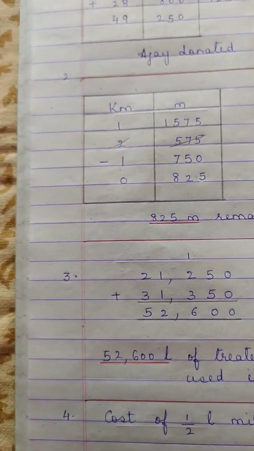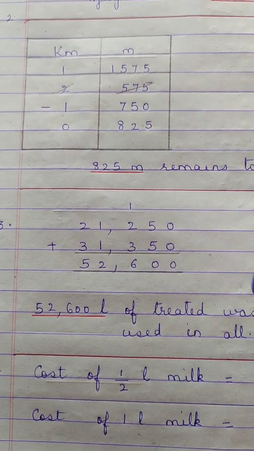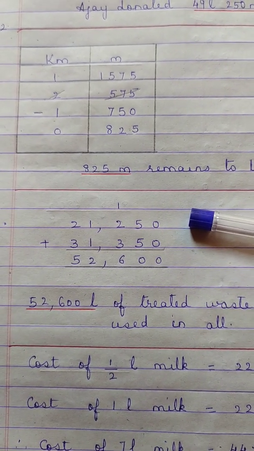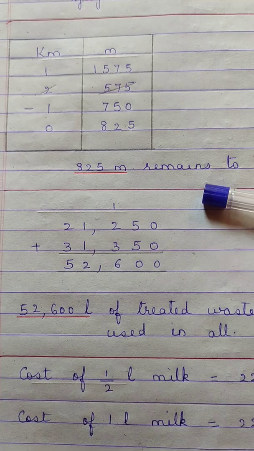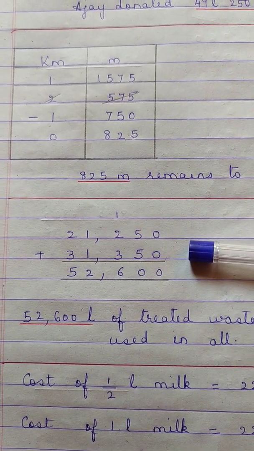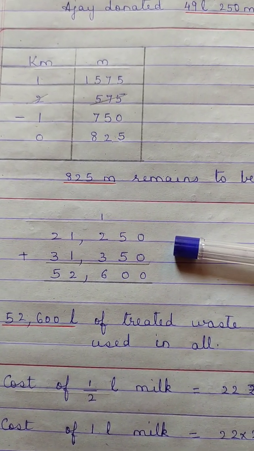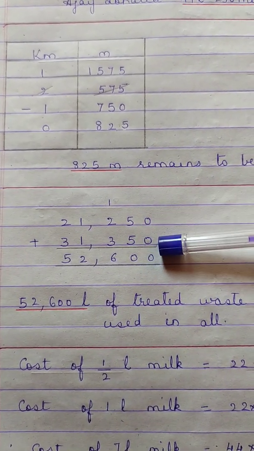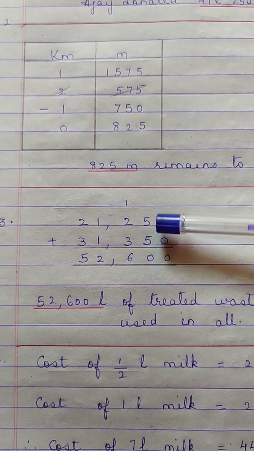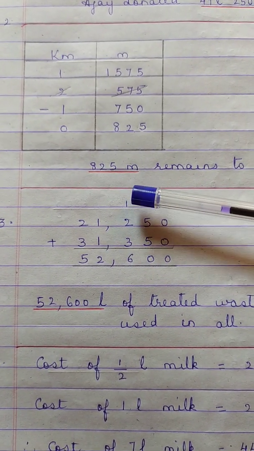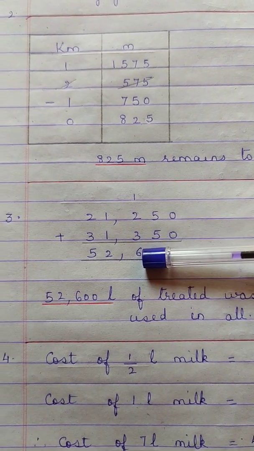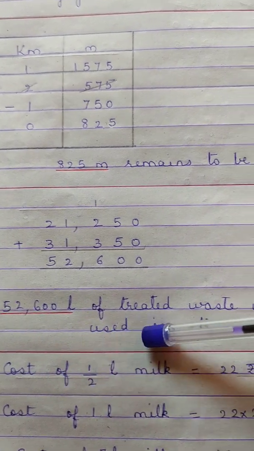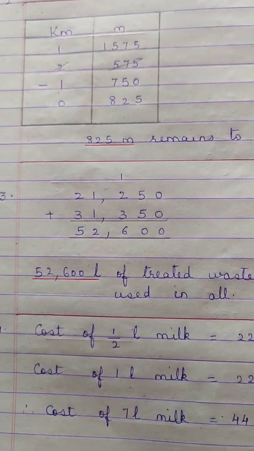Okay. Next, question number 3. Babulgaon used 21,250 liters of treated wastewater in the fields. Samvatsar used 31,350 liters of similar water. How much treated wastewater was used in all? So for the total treated wastewater, you will have to add both. So it's simple addition. 0, 5 plus 5, 10, 0, carry over 1. 1 plus 2, 3, 3 plus 3 is 6. 1 plus 1, 2, 2 plus 3, 5. Therefore, 52,600 liters of treated wastewater was used in all.